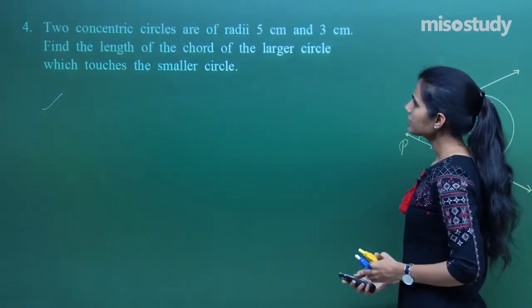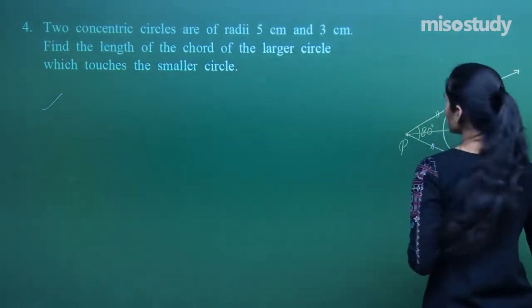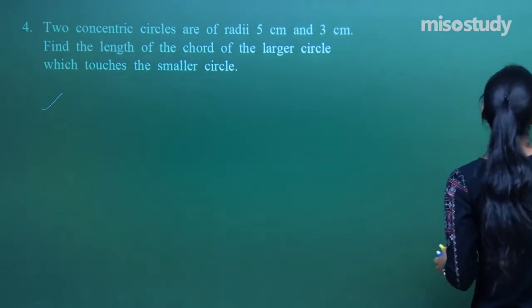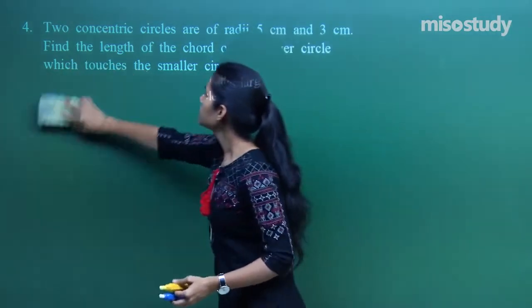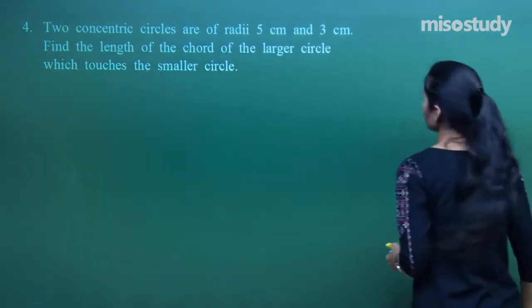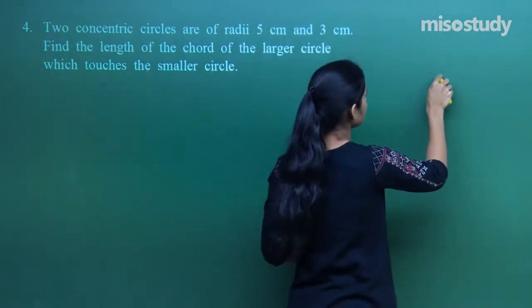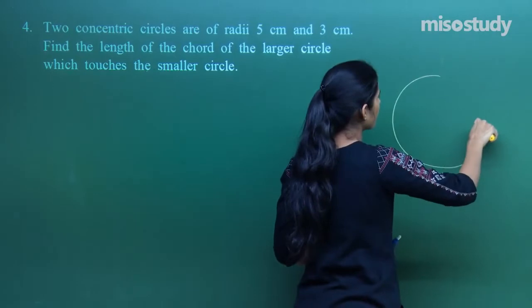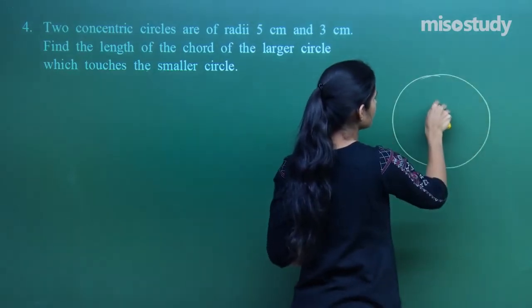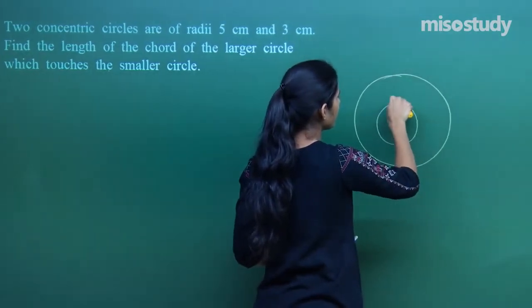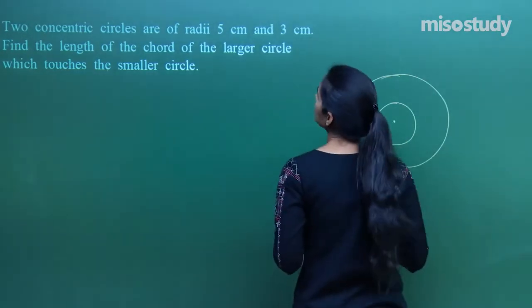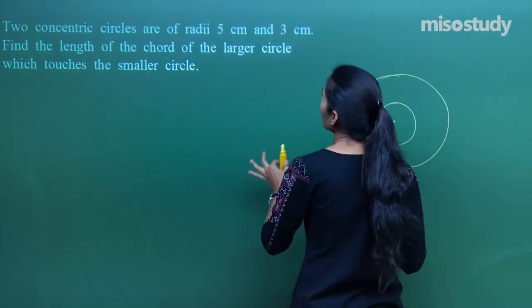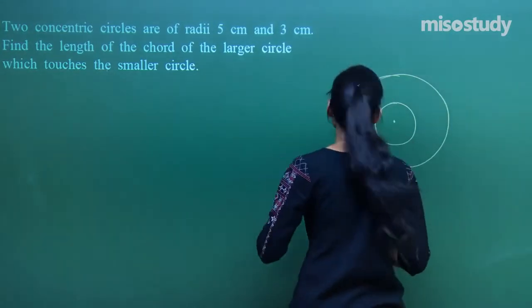So the next question says that two concentric circles are there of radius 5 centimeters and of radius 3 centimeters. So obviously the circle with radius 3 centimeters is sitting inside the circle of radius 5 centimeters. Both have the same center. So say this is one circle and say this is another circle, both having the same center. I have to find the length of the chord of the larger circle which touches the smaller circle.